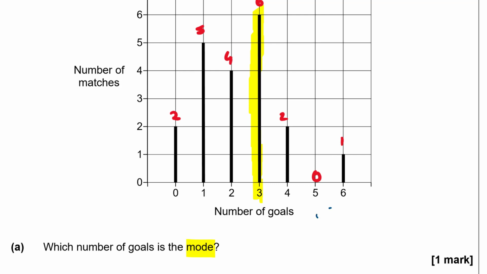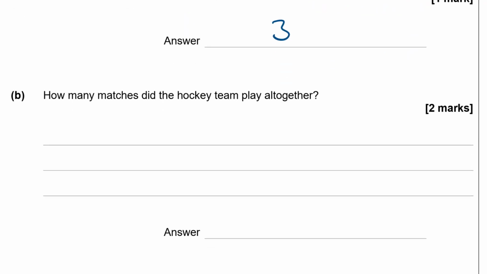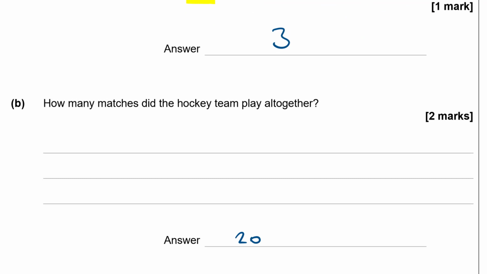So total is going to be 2 plus 5 plus 4 plus 6 plus 2 plus 1. What's that then? 2 and 5 is 7, plus 3 is 11, plus 6 is 17, plus 2 plus 1 is 20. So it's 20 games altogether. 20 matches.